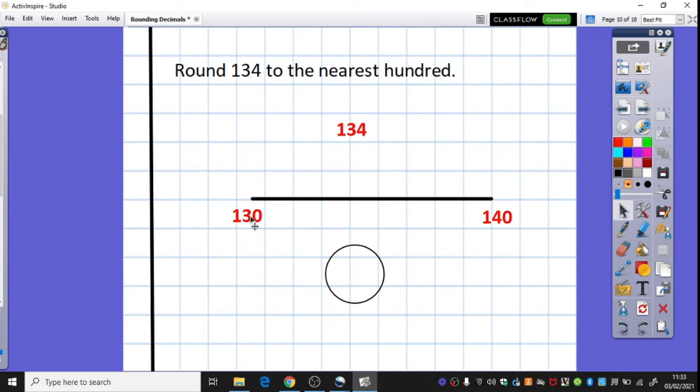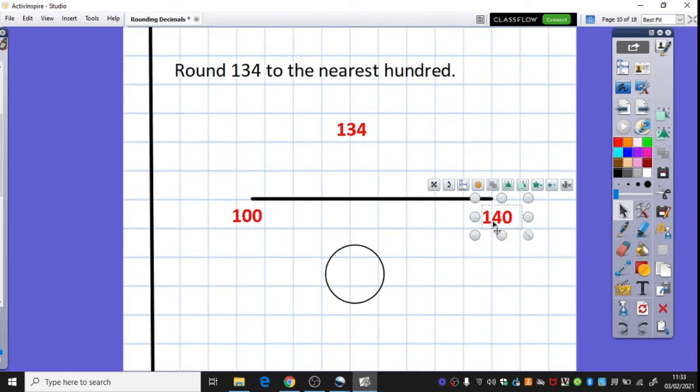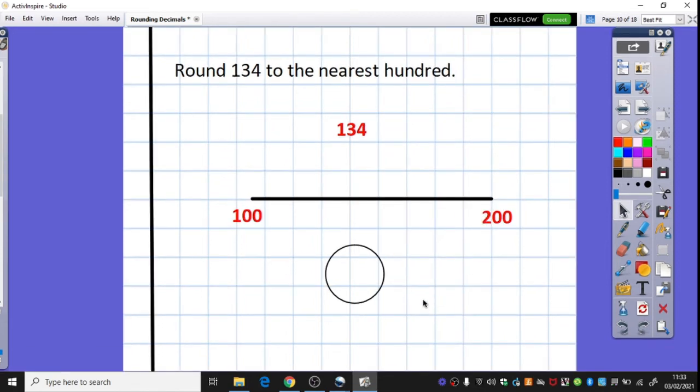And yes, you're absolutely right. We need to think about actually, if we're rounding to the nearest hundred, we need to identify not the multiples of 10 either side of this number. We need to imagine the multiples of 100. So we're going to take our number, and we've been asked to round it to the nearest hundred. So on our number line, we're identifying the 100 that came before this number and the multiple of 100 that would come after this number.